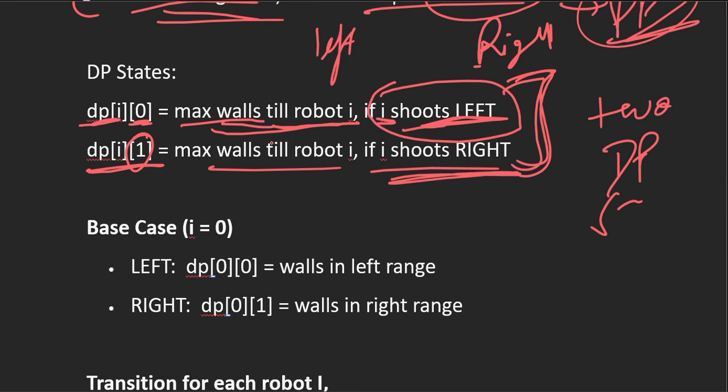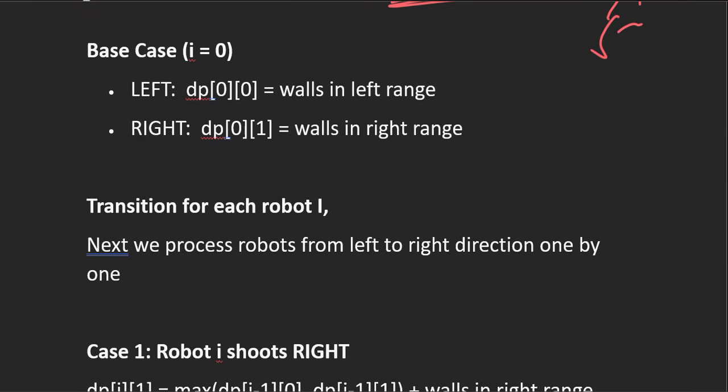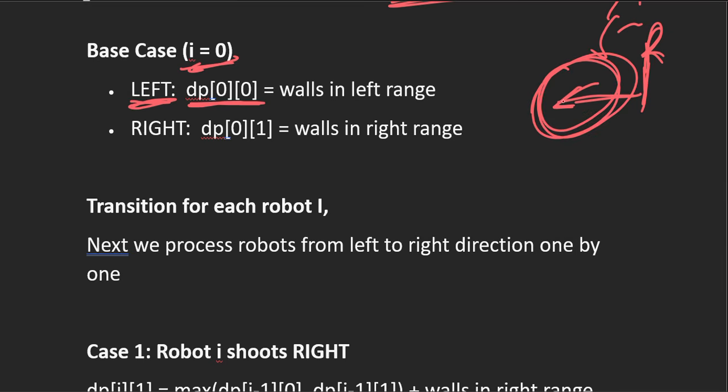So let's see the base case. The base case is for robot number 1, the first robot, that is i equal to 0. So its left value, dp[0][0], is all the walls present in the left range. This is the first robot, so there will be no robot on its left. So whichever walls are present in its left range, that will be dp[0][0], right?